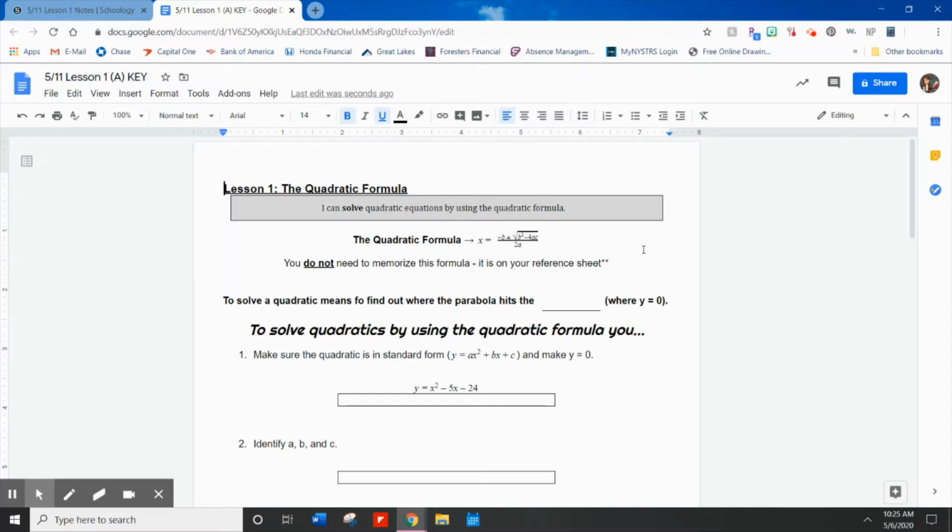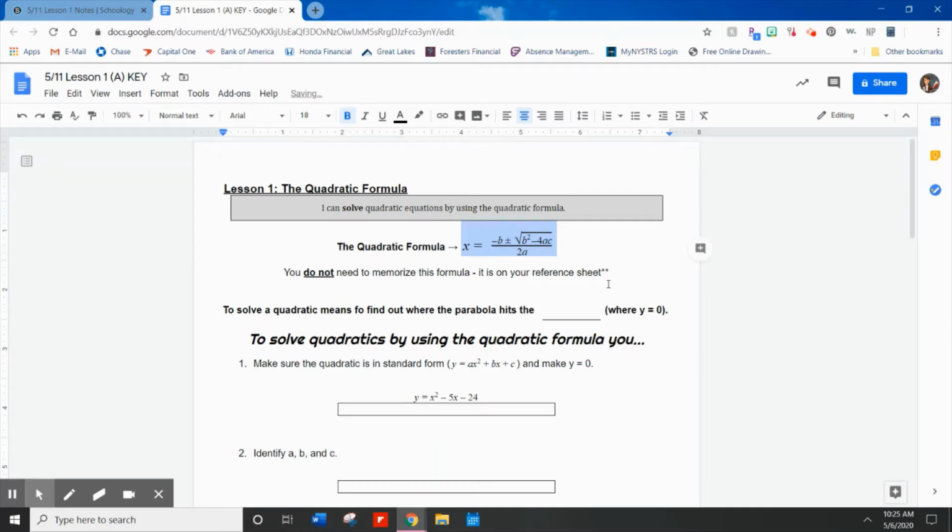So we are on lesson 1, the quadratic formula. Our learning target for today is I can solve quadratic equations by using the quadratic formula. The quadratic formula is right here. Might even make that a little bit bigger so we can see it clearly. This formula you do not need to memorize because it is on your reference sheet. It kind of looks intimidating at first, but I promise you it's really not that bad.